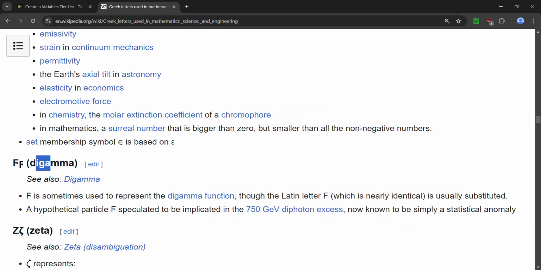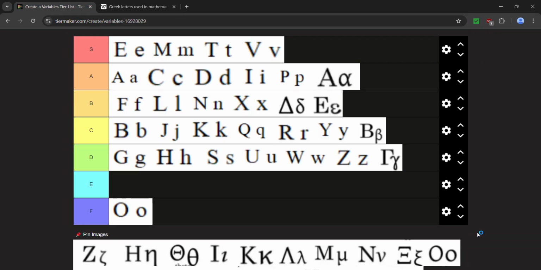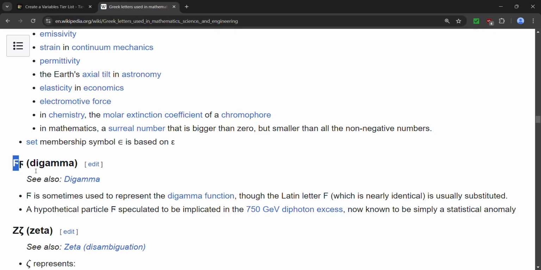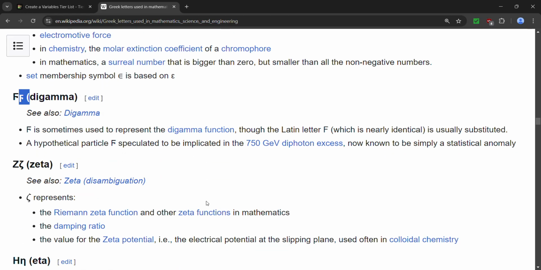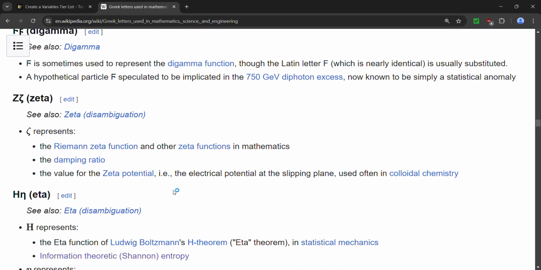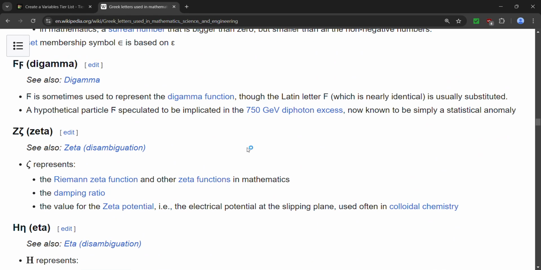Okay, what do we have? Digamma. I don't even think I put that in the list, or whoever made this list didn't put that in the list. I don't know what this is. Wow, digamma or wau. Archaic letter of the Greek alphabet. Okay, cool. So it's not actually a real letter. That makes me a little more relieved by the fact that I've never seen it.